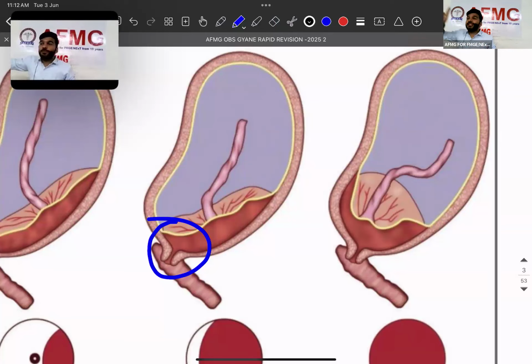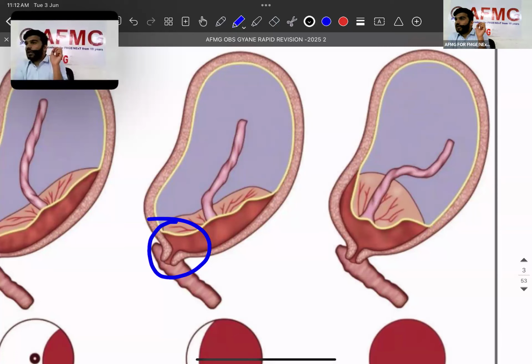Cesarean section. Placenta previa before term, preterm, with vitals stable, no active bleeding: conservative management. If placenta previa preterm with vitals not stable, mother is bleeding: cesarean. Is that clear? Yes. Now, one question was asked from placenta previa.